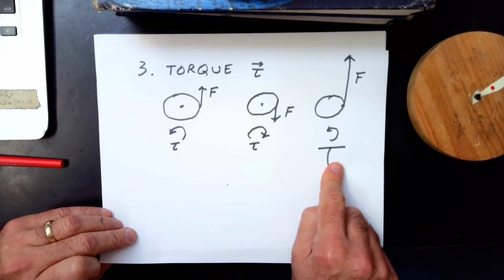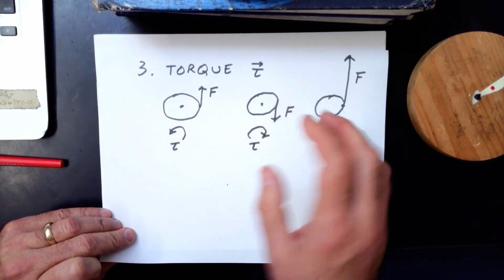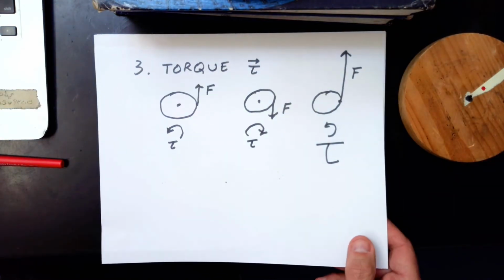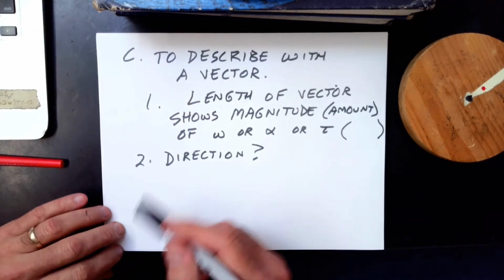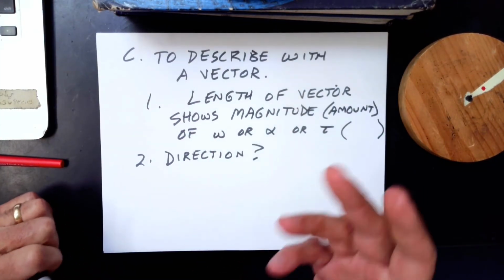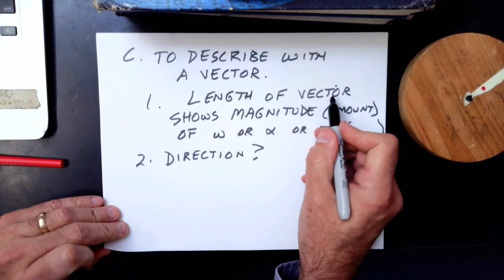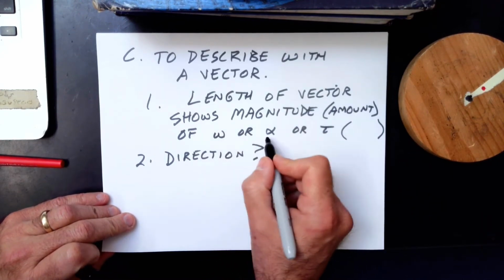Small torque, bigger torque, and direction, counterclockwise and clockwise. Amount and direction, or magnitude and direction, in these real things that happen. Okay, if it's got magnitude and direction, we can represent it with a vector, because that's what vectors have. All right, so to describe these things with a vector, like omega, alpha, and tau, the length of the vector will show, guess what? It will show the magnitude or amount of the omega or alpha or tau.